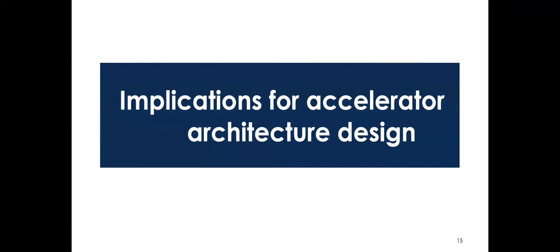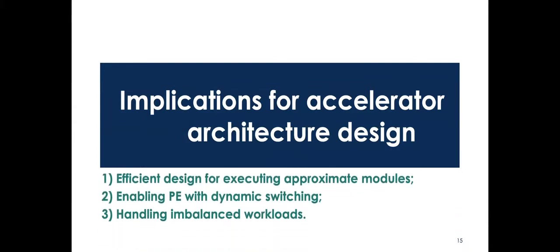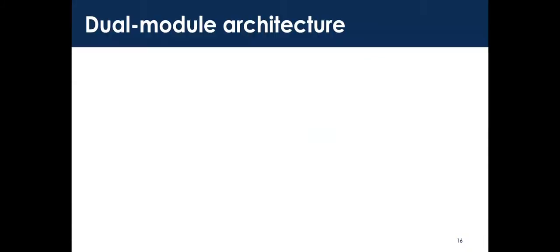So while the dual module processing method can save computations and data access theoretically, it also brings challenges to the hardware accelerator design. Specifically, we need to have an efficient design for running approximate modules. And then dynamic switching can save computations, but also introduce irregularities. So the local control of PE needs to handle that. Finally, any computation skipping would cause imbalanced execution, and our proposed adaptive mapping strategy comes for remedy.